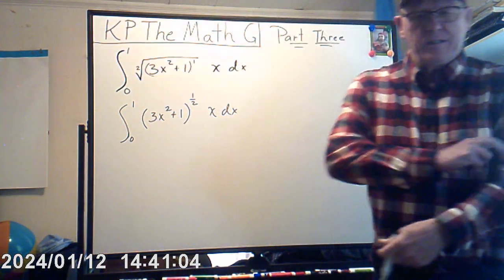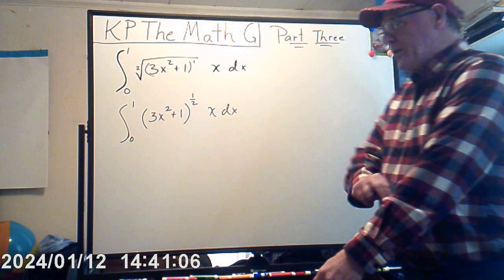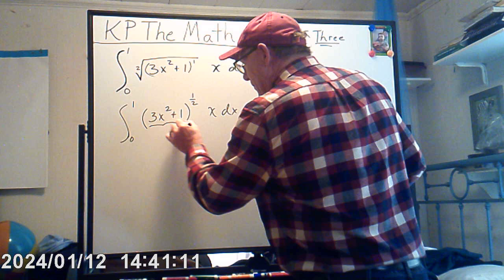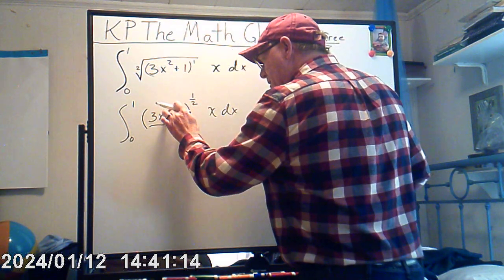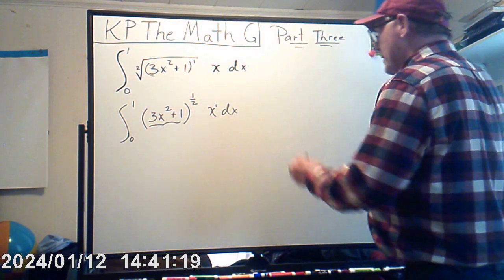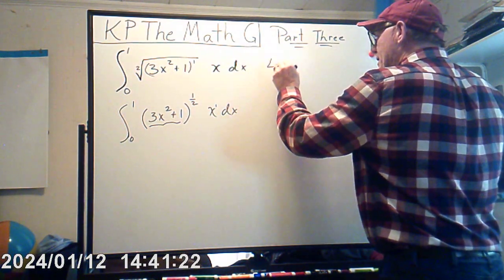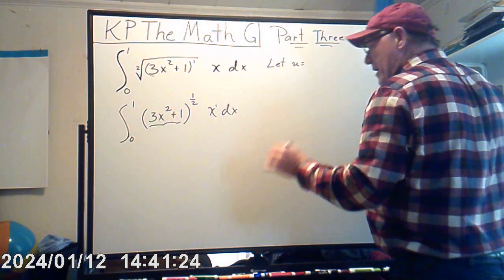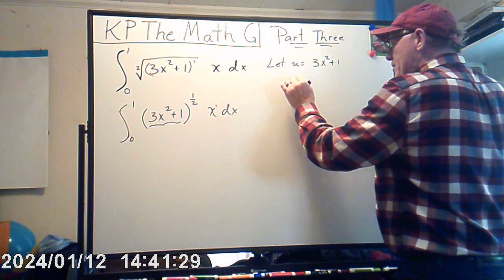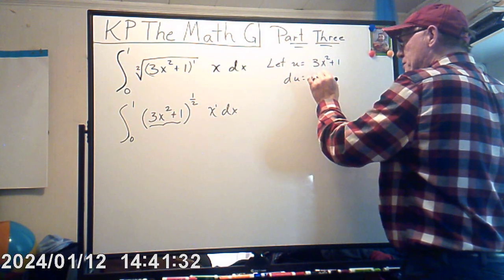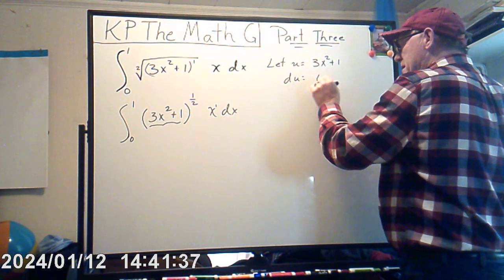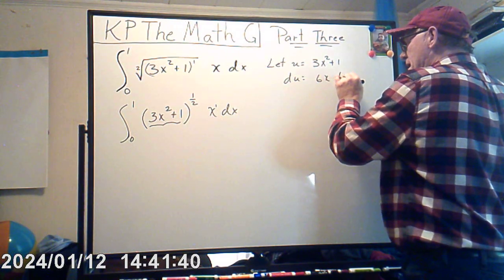Okay, so how do we do this? We do have to have u substitution. I have something raised to a power. This exponent happens to be 1 greater than that. That's going to work out just fine. So let's do that. I'm going to let u be equal to 3x squared plus 1. And so du is equal to 2 times 3, which is 6x dx.